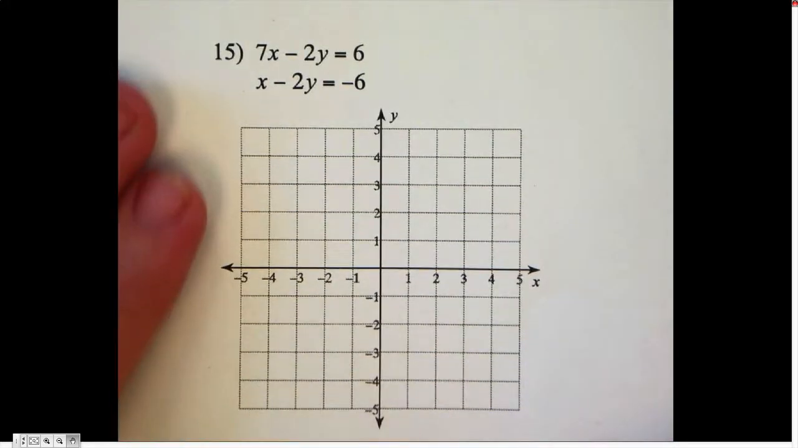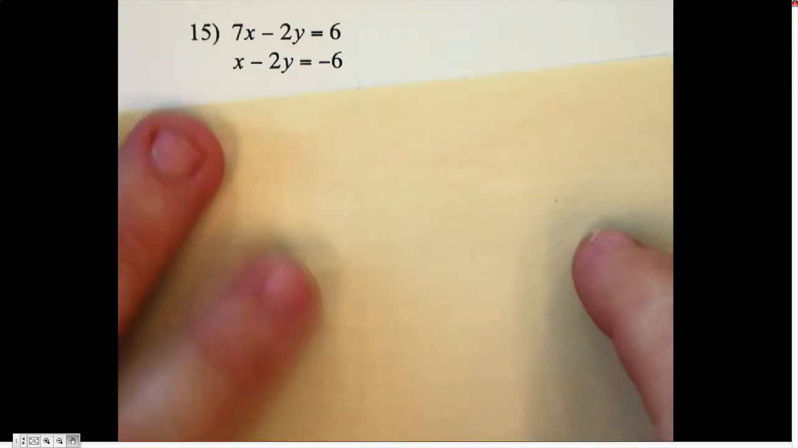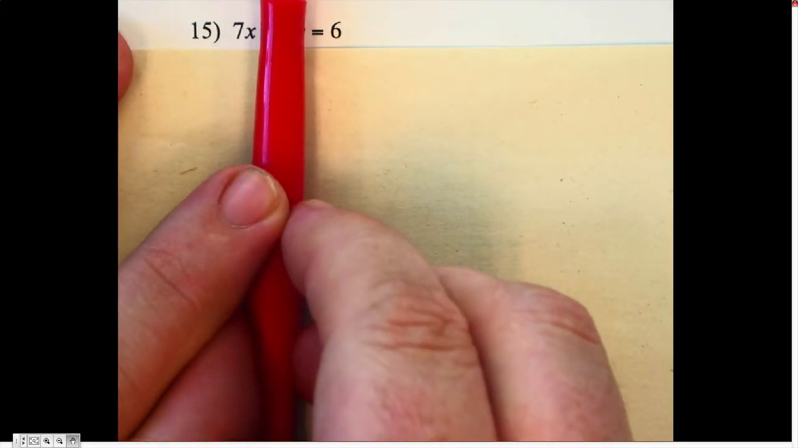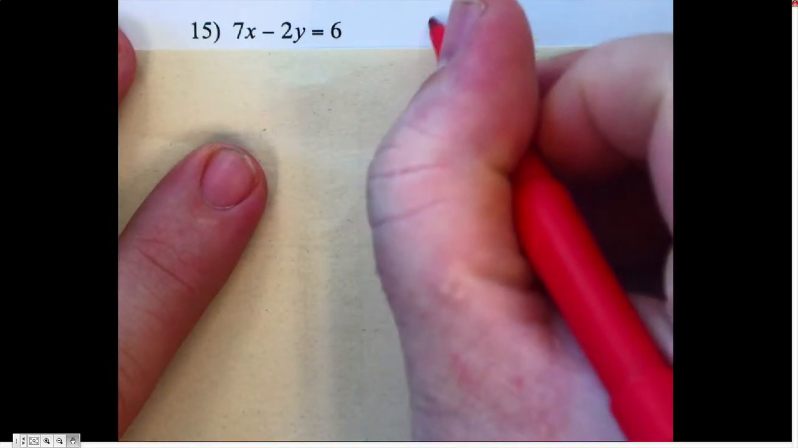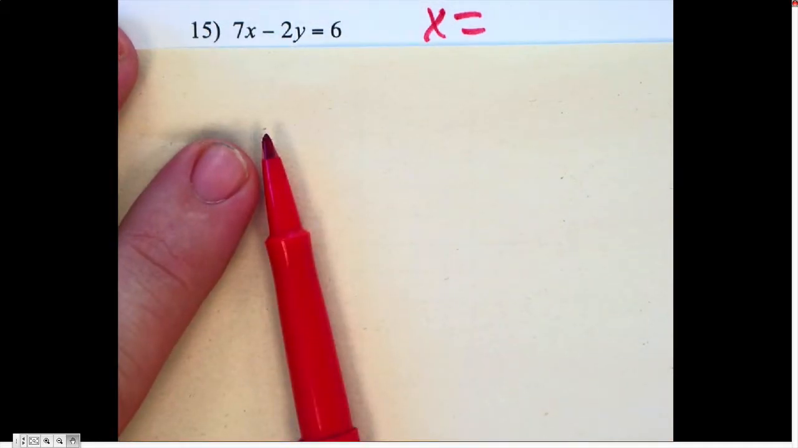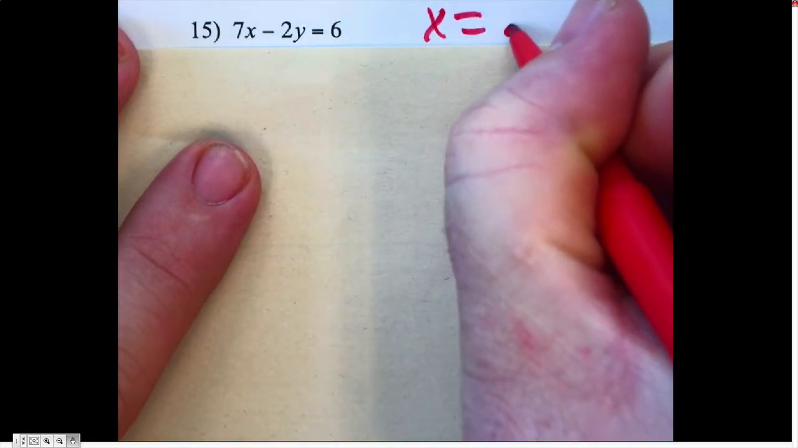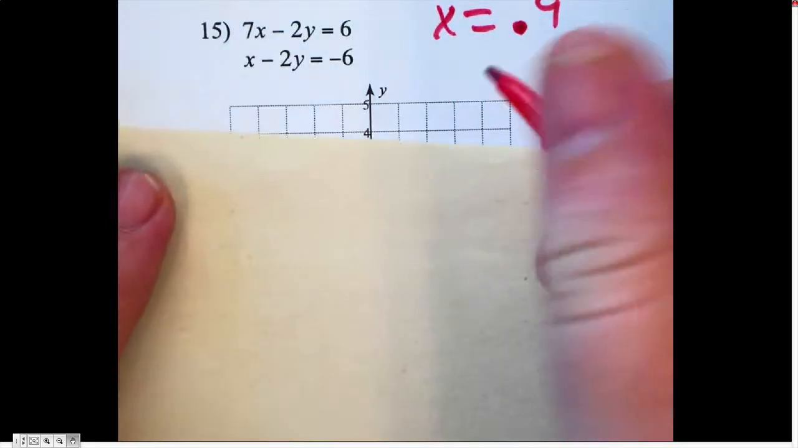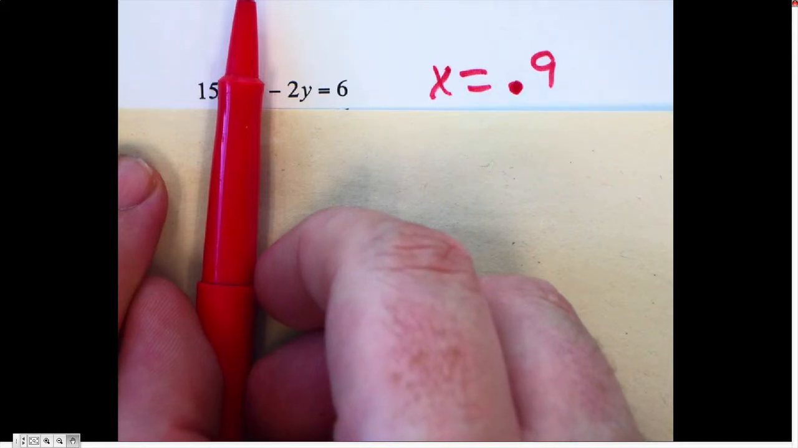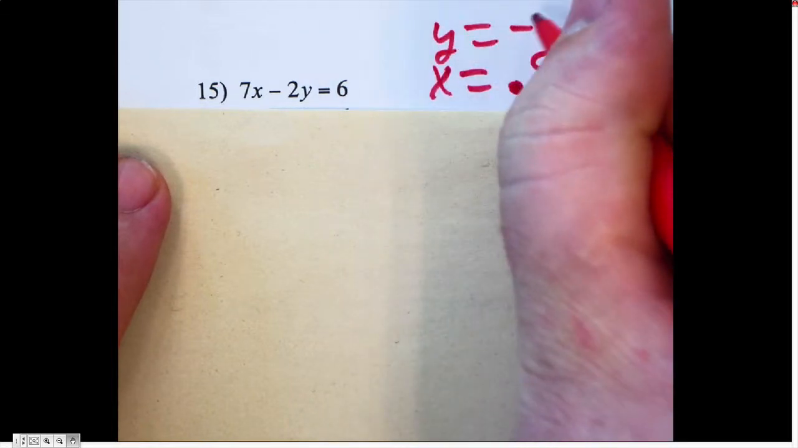And the last one, number 15. When we cover up the y, we get 7x equals 6. So that means that x equals 6 divided by 7. 6 divided by 7 is 0.85, so I'm just going to say 0.9. And when we cover up the x, we get negative 2y equals 6. So when we divide by negative 2, we see that y equals negative 3.